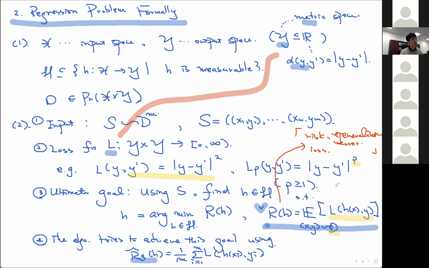And as I said, just to emphasize again, the loss is typically defined using the metric structure of the output space. It is softer in the sense that it's not just 0 and 1. It gives some gradual feedback to the hypothesis. That's what makes all the difference in the regression part.